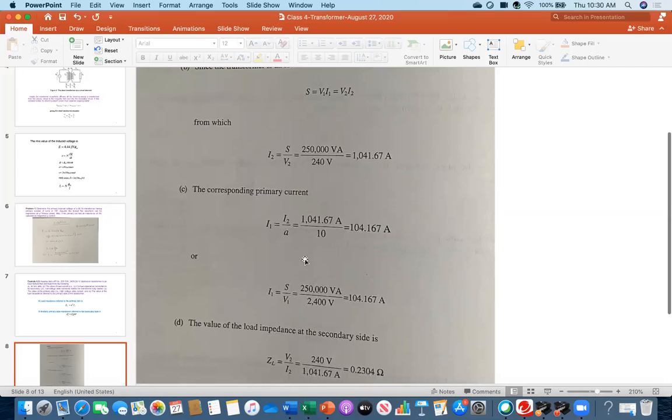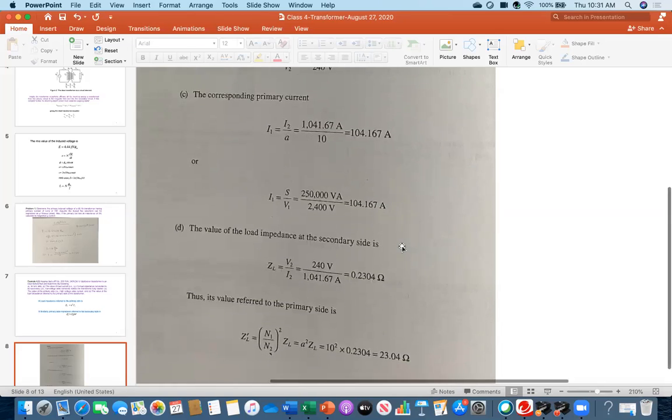So here we got I1 by taking S over V1. Now look at this number and this number. This one is 10 times larger than this one. But compare the voltages: the secondary side voltage is 10 times smaller than the primary voltage. In that way, they are maintaining the balance.